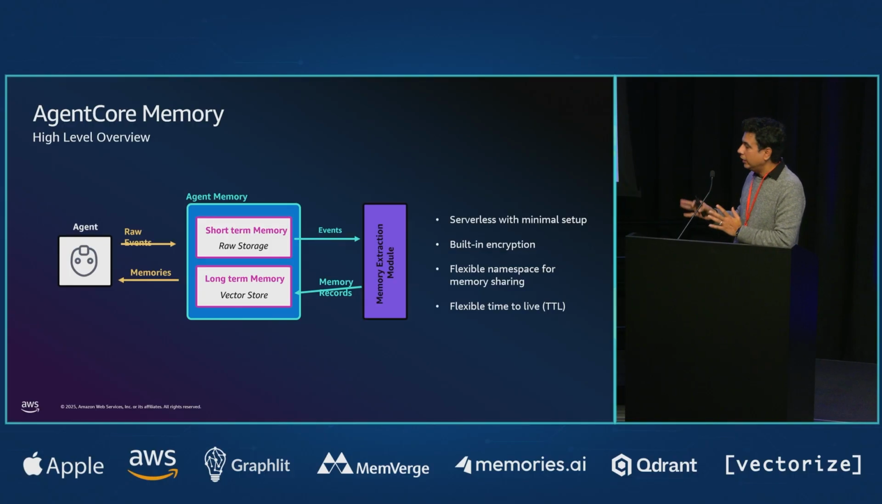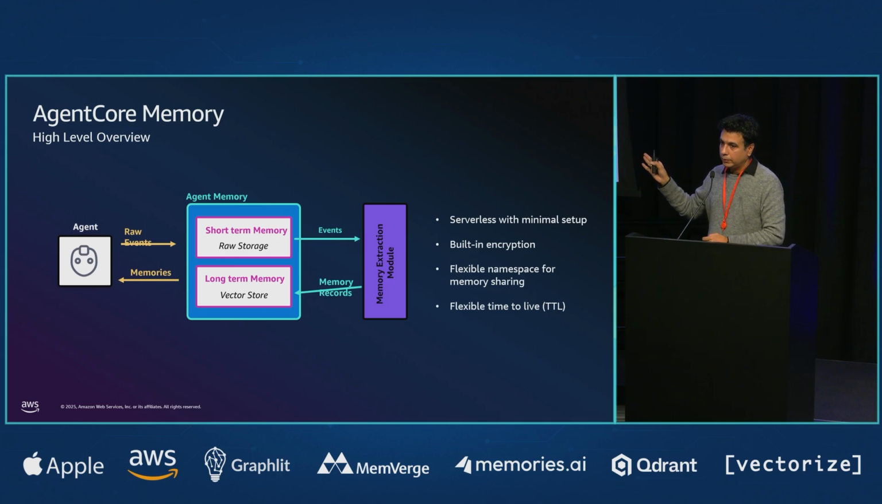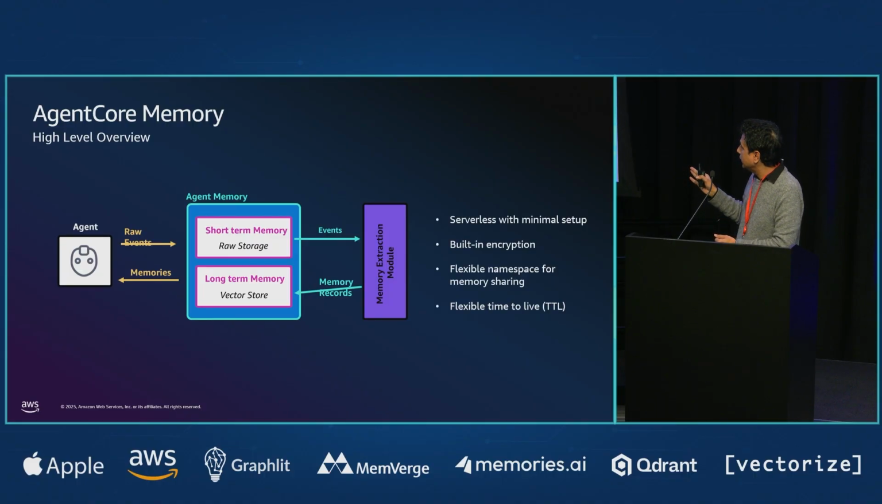Okay, so let's look at a high-level overview of how it looks. You are talking to the agents. The raw messages go to the short-term memory with the sync, so it has to be stored in the short-term memory. Then it goes to the memory extraction module, where the records are structured, we create the embeddings and index them, and store them in a vector database in long-term memory, basically.